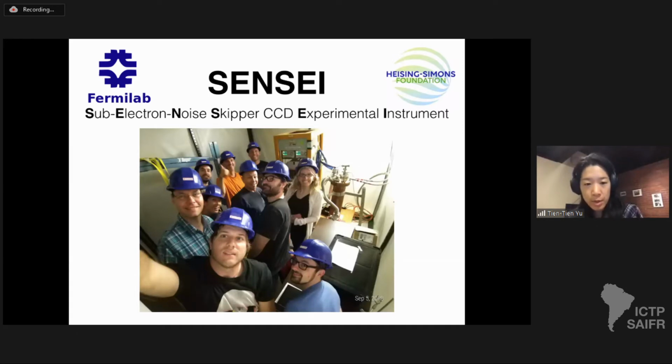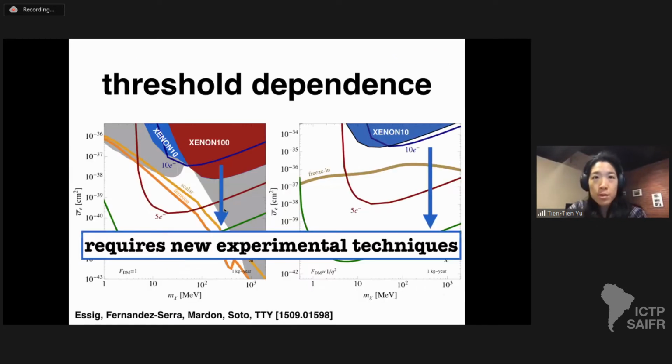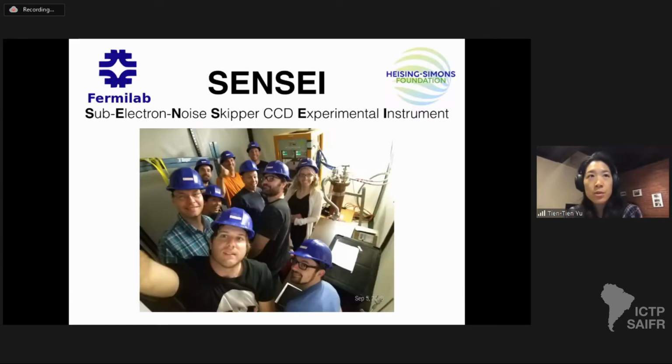So this experiment, this collaboration was formed for this reason: we showed that it was really interesting to decrease your threshold because you were sensitive to so much more parameter space, and it required new experimental techniques to get down there. And so through a collaboration with experimentalists, we created the Sensei Experiment, which stands for the Sub-Electron Noise Skipper CCD Experimental Instrument, which is funded in part by the Heising-Simons Foundation and Fermilab. And here's a photo of baby Sensei.